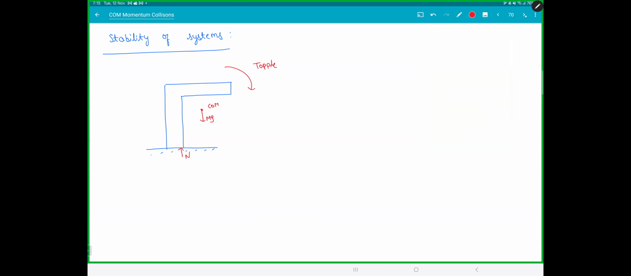Again, this is based on torque. The logic here is that N and mg are not on the same line, so they produce a torque. They form a couple, basically. Since N and mg are not on the same line, the system rotates. We call this toppling.